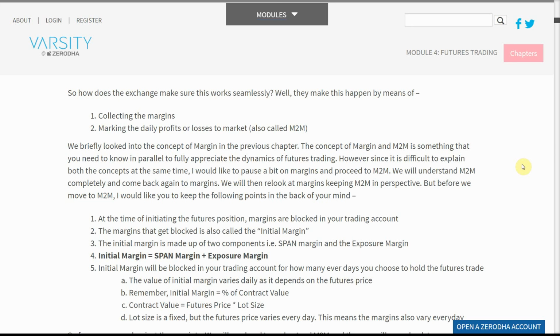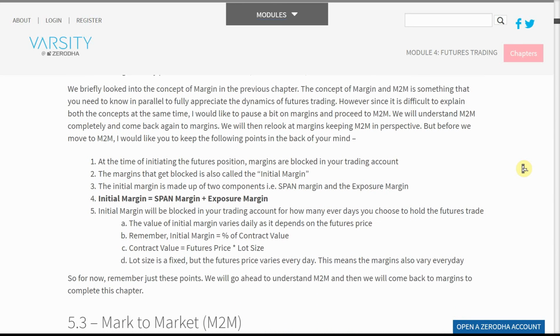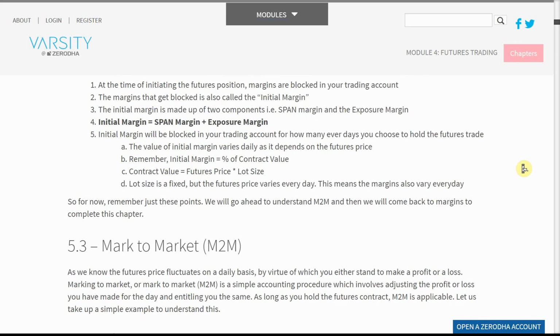But before we move to M2M, I would like you to keep the following points in the back of your mind. At the time of initiating the futures position, margins are blocked in your trading account. The margins that get blocked is also called the initial margin. The initial margin is made up of two components, i.e., span margin and the exposure margin. Initial margin equals span margin plus exposure margin. Initial margin will be blocked in your trading account for how many ever days you choose to hold the futures trade.